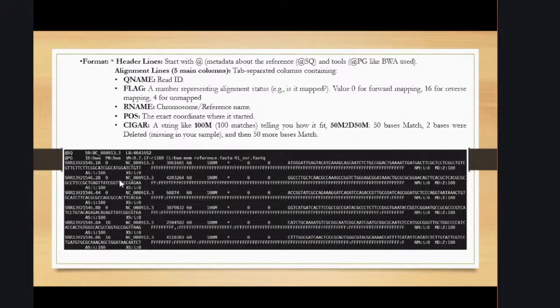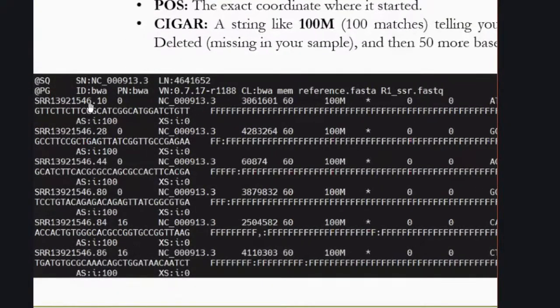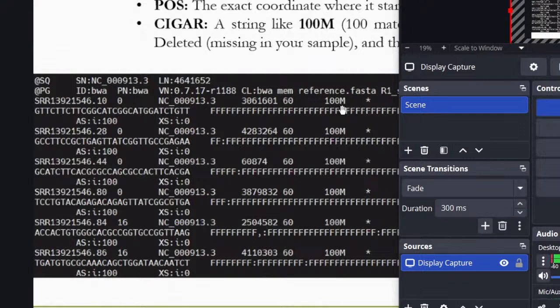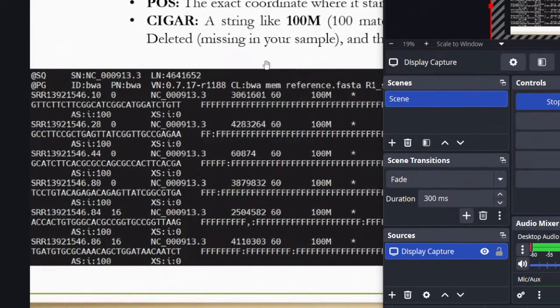I have zoomed this just so that you can see the file properly. So here this is the ID, this is the flag, then this is the reference ID on which this particular read has been mapped, and then this is the position on the reference genome where this particular read ID has mapped. 60 is the mapping quality, which is the highest quality, and 100M is the matching. This is the CIGAR string.